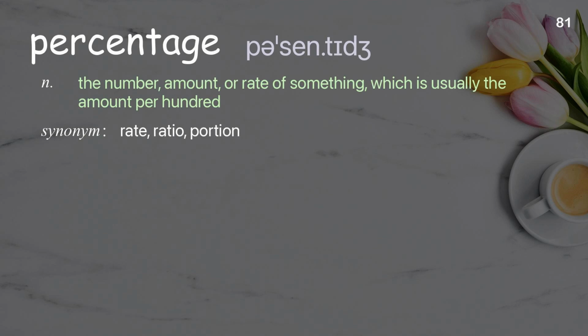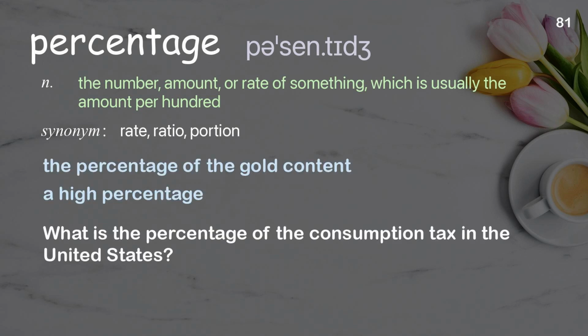Percentage: the number, amount, or rate of something, which is usually the amount per hundred. Examples: the percentage of the gold content. A high percentage. What is the percentage of the consumption tax in the United States?